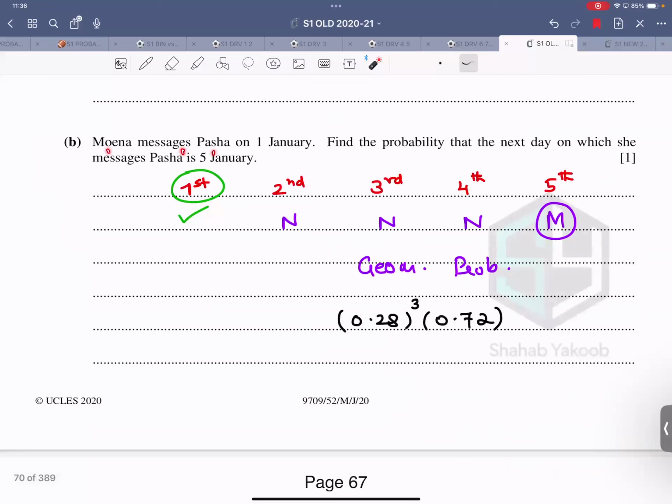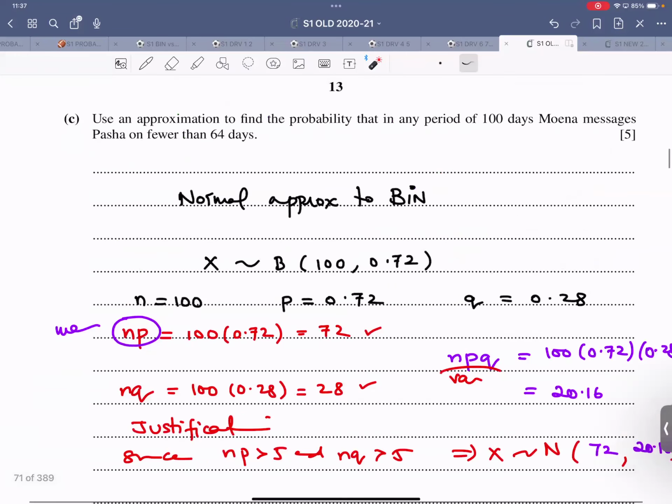Moina messages Pasha on 1st Jan. Find the probability the next day on which she messages Pasha is 5th Jan. So she messages on the 1st Jan, just ignore that. Then there are 3 days of no messages and the 4th day, 5th January, she messages. So no, no, no, and then message: 3 failures, 1 success. Correct?